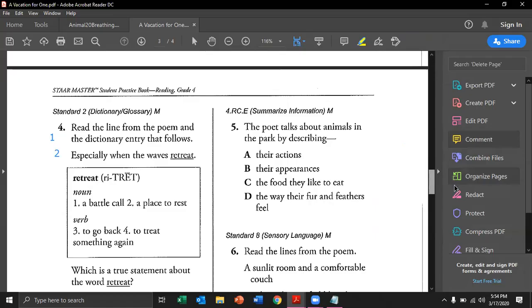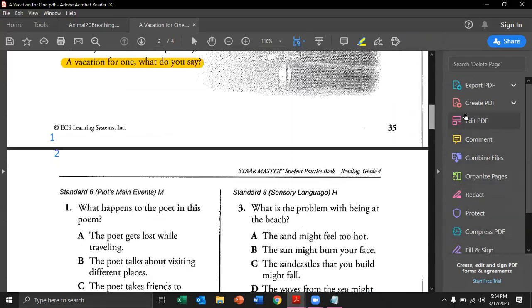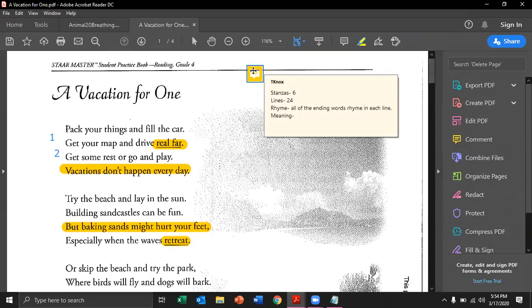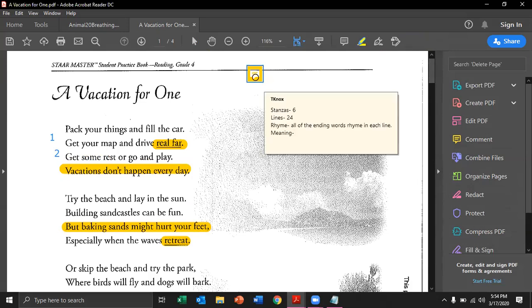It's only 9 questions. And I feel like you're going to do very well with this one because it's a very easy poem. If you have any questions, feel free to contact me.